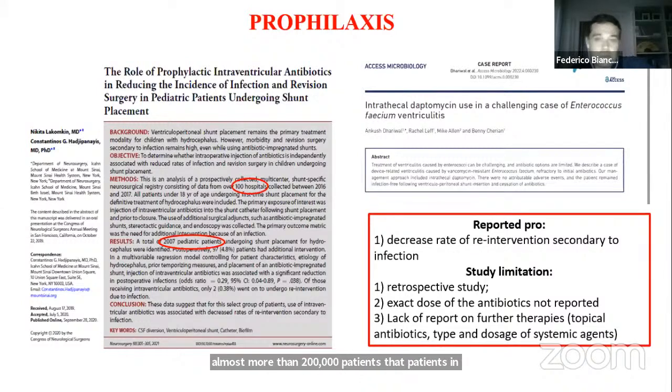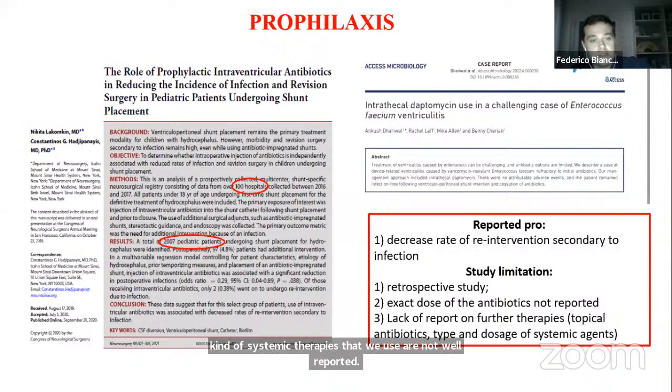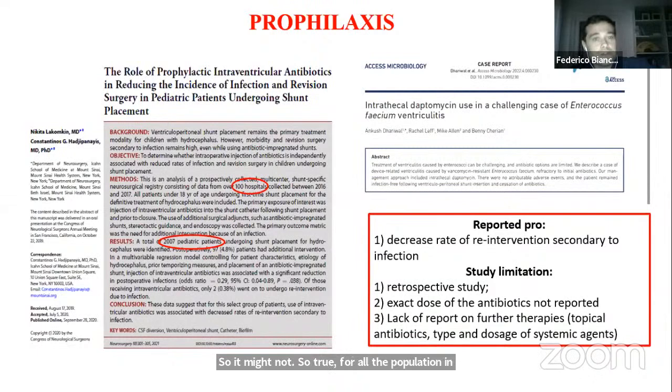There are several limitations to the study, I think, because it's only a retrospective study in which the exact dose of the intrathecal antibiotics, as well as the kind of systemic therapies that were used, are not well reported. So it might not be true for all the population in which you can use intrathecal therapy whenever you place a shunt. Actually, in our institution, we do not use this. We don't use the intrathecal therapy during shunt placement.